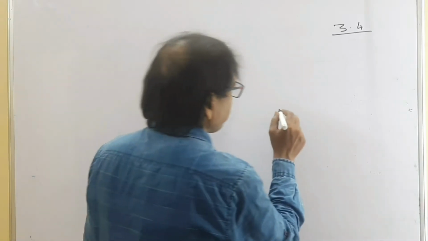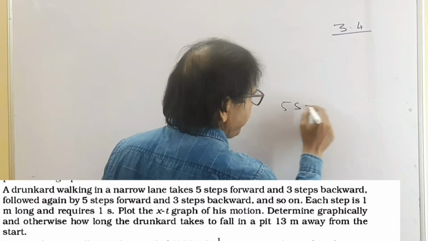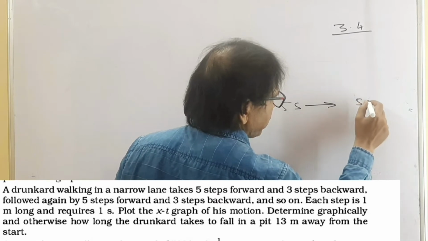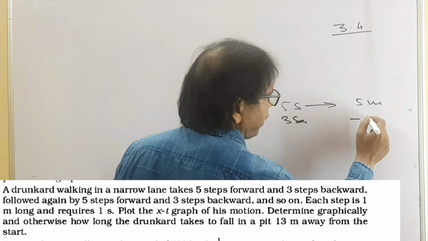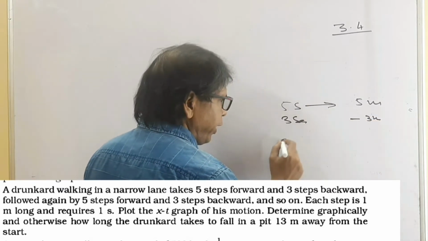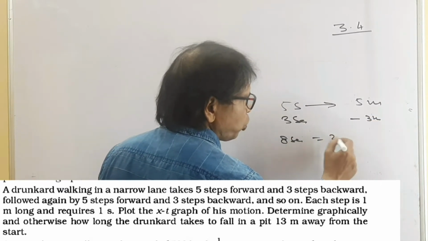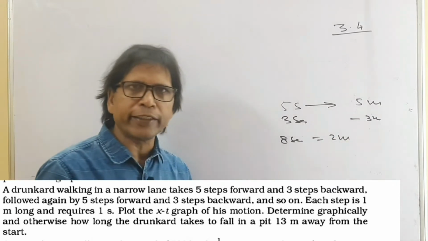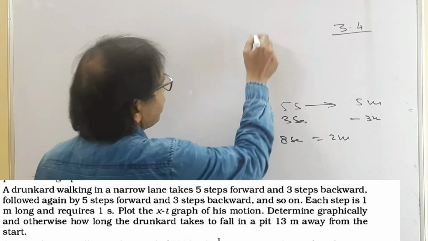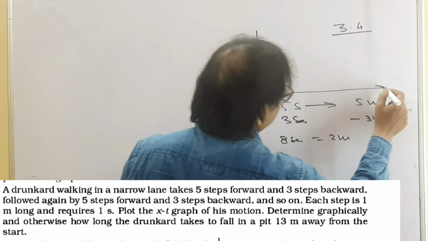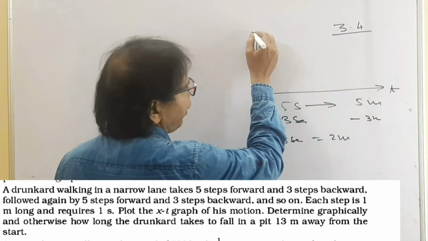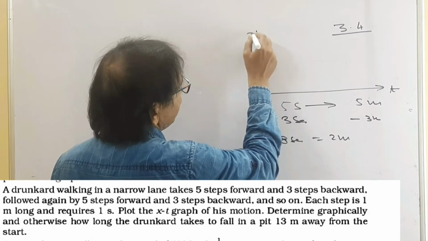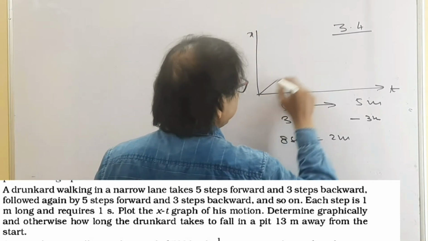Look at this. In the first 5 seconds, the person moves 5 meters. Then in 3 seconds, the person moves minus 3 meters. So in 8 seconds, the person moves 2 meters in the forward direction. So look at this, the x-t graph becomes this. This is x, this is t. This is the x-t graph.